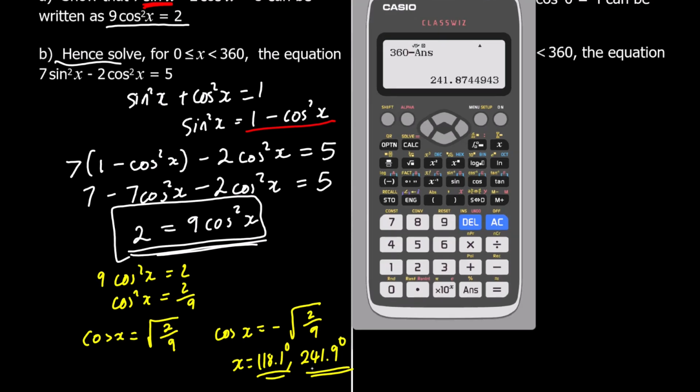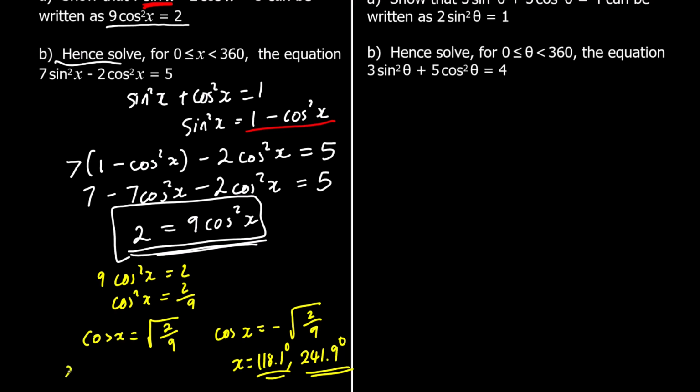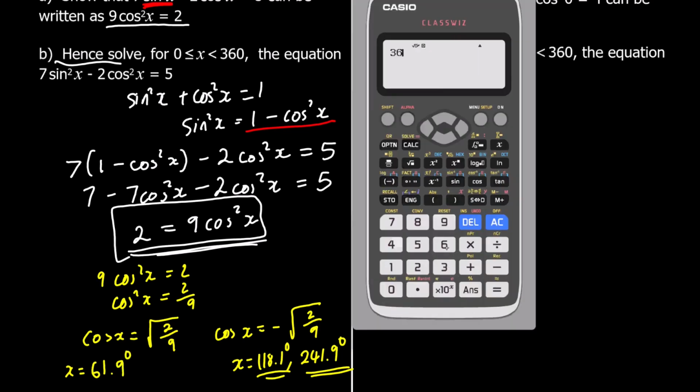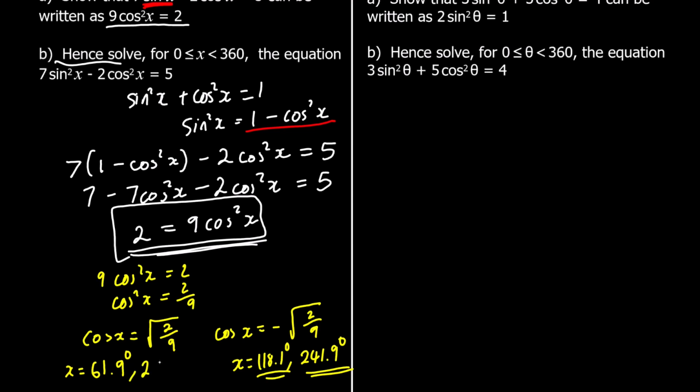And for the second one, we want shift cos the square root of 2/9. 61.9 is our first answer. It's cos, so the second answer is 360 take away the first answer, 298.1. So there we've got four answers.